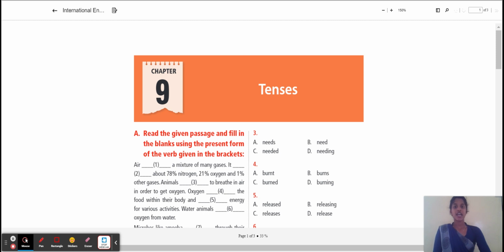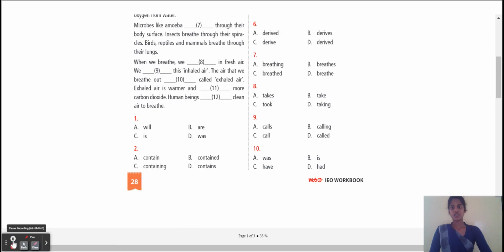Here the first question: dash is a mixture of many gases. You should look at the given options. The given options are: A will, B is, C was. The question is, air dash is a mixture of many gases. You should pick the option is, because air is a single thing. Here was is the past tense, will is the future. They mention that the present tense is needed. So are and is are the present tense, and are we can use for a plural subject. Air is singular, so we can use: air is the mixture of many gases.